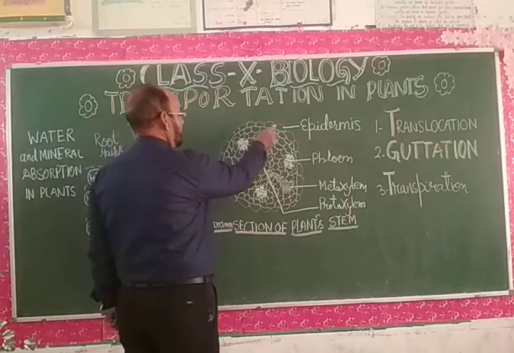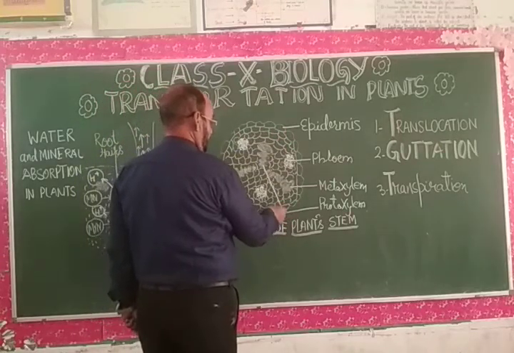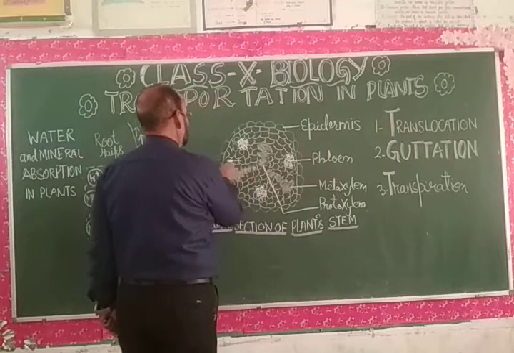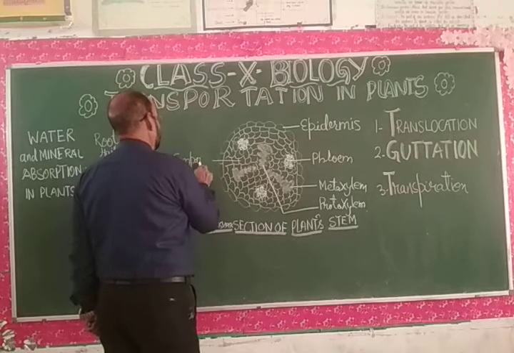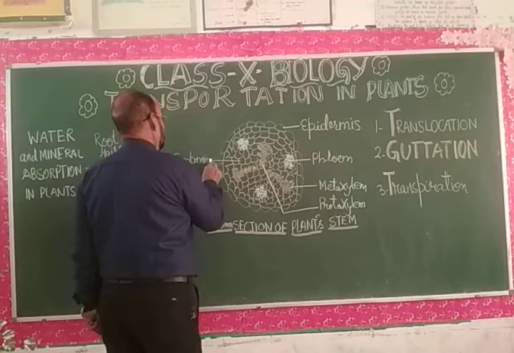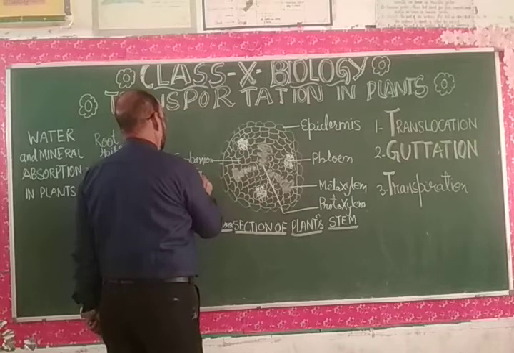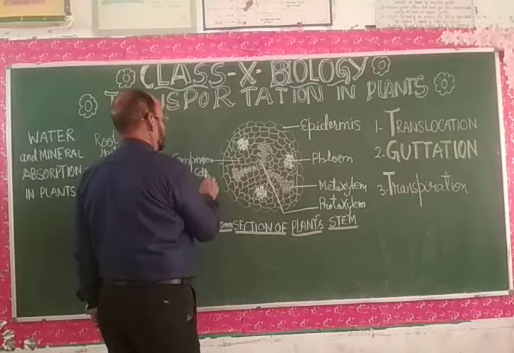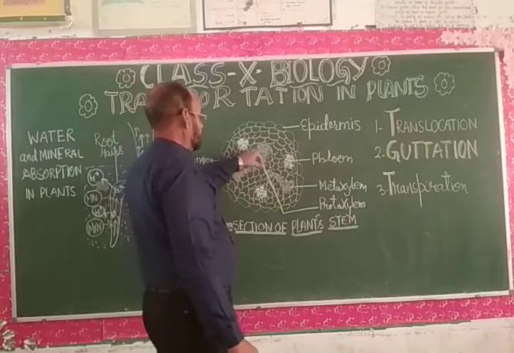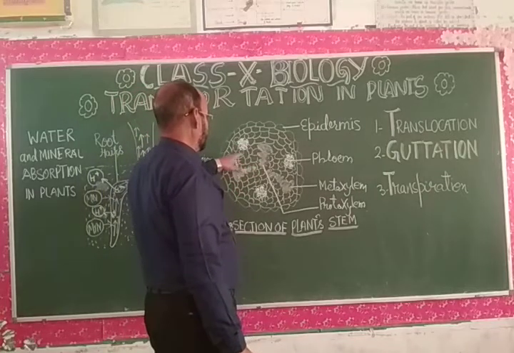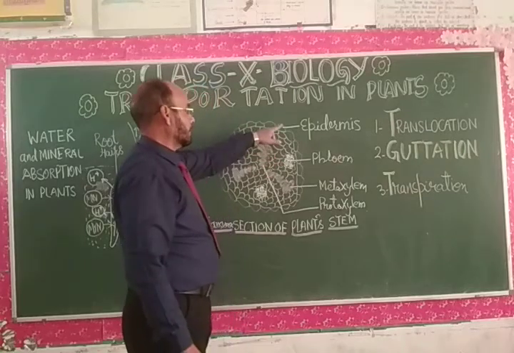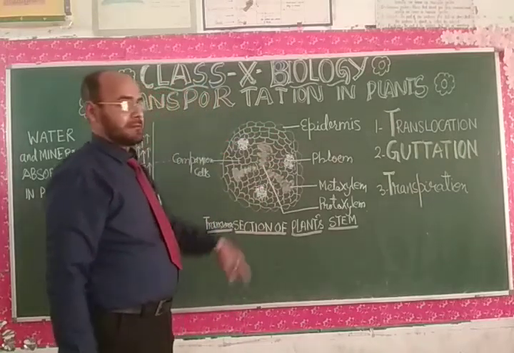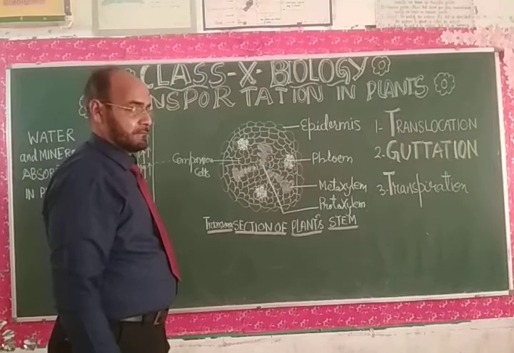And this is the epidermis, and these are the companion cells. These companion cells support the structure of the xylem and phloem, and the epidermis protects the plant body, that is, the outermost covering of the plant stem or root, whatever it is.